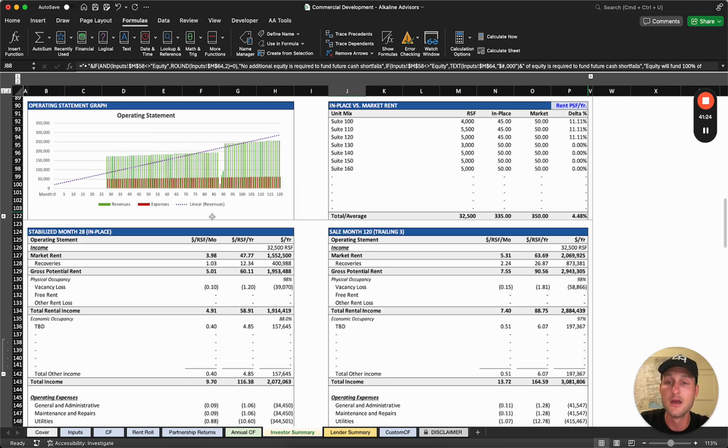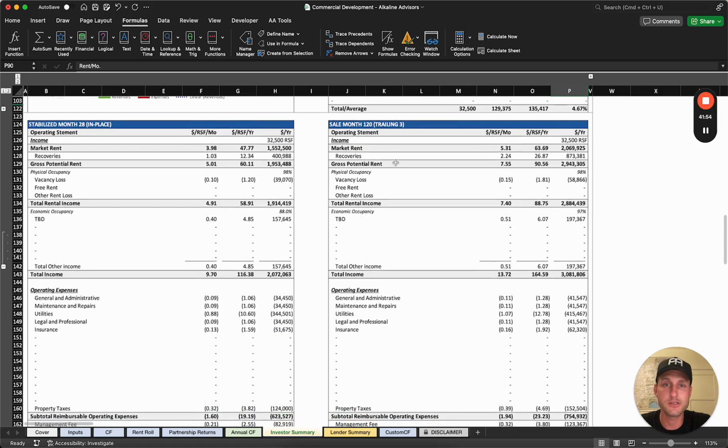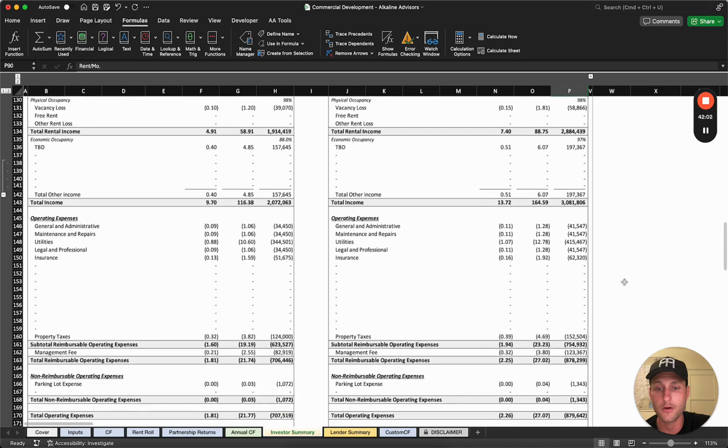This pulls automatically. Again, you'll see we said that there's a 60-month lease term for all of those tenants, and there's different probabilities that they remain online. So we have downtime of a certain amount given the fact that it's probabilistic, and you can see how that impacts the revenues and the expenses. In place versus market rent, you can toggle what you want to see. If you have rent per year, rent per month. We have a snapshot at stabilization versus a snapshot at sale. Again, in place versus trailing 3. That'll update automatically when you toggle it on your own.